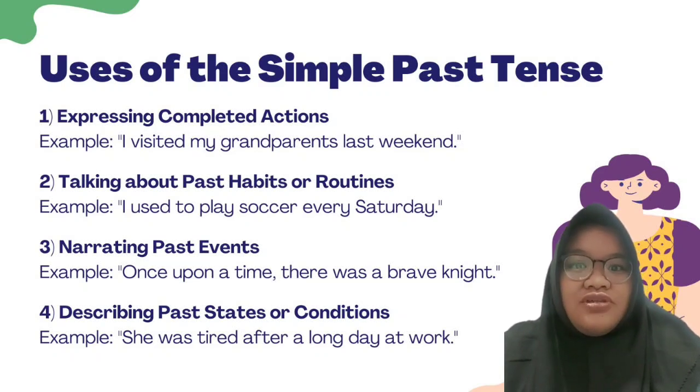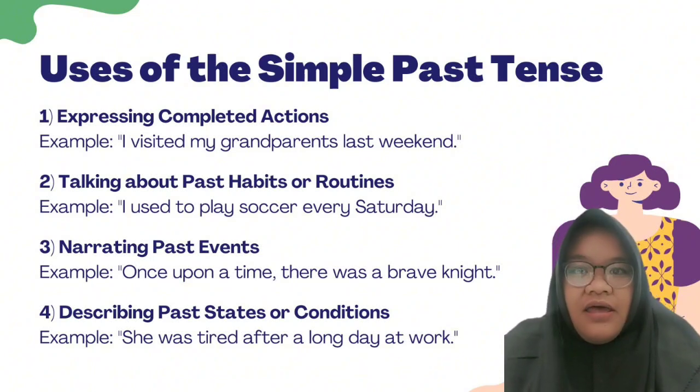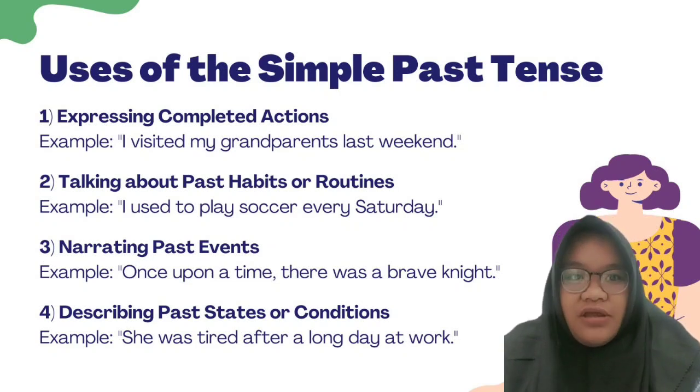Next, it's to narrate past events. For example, once upon a time there was a brave knight. This is usually found in a storybook. The last one is to describe past states or conditions. For example, she was tired after a long day at work. This means that the woman was tired after work, but not anymore.